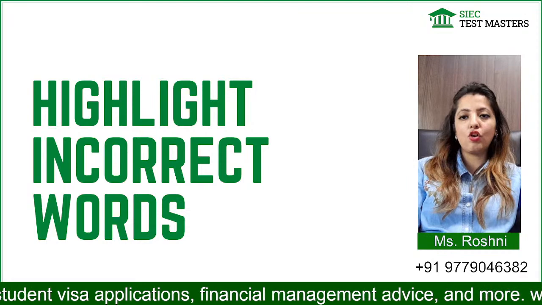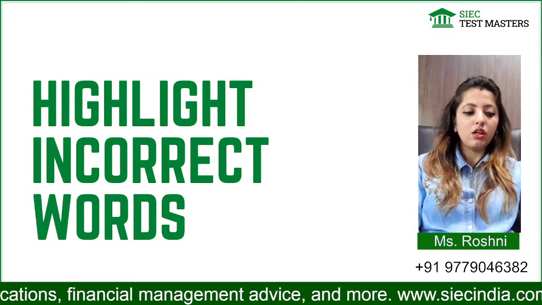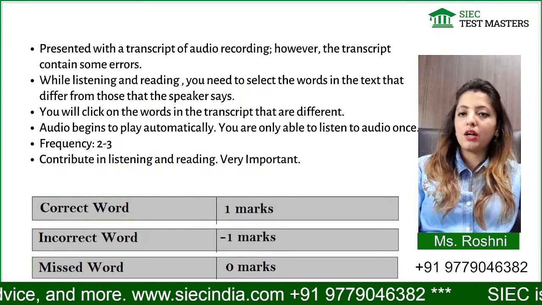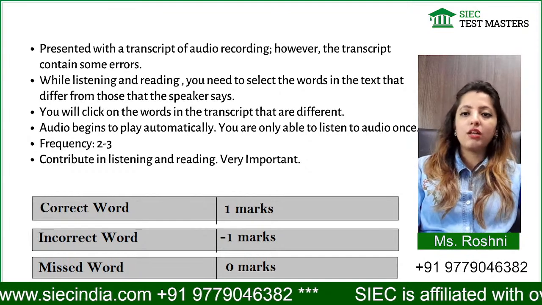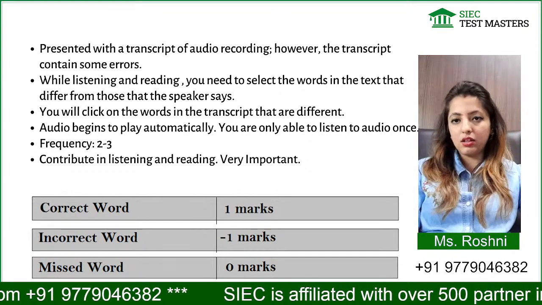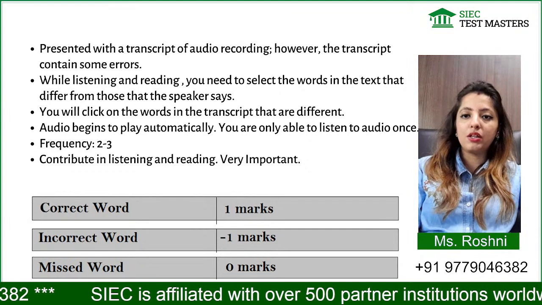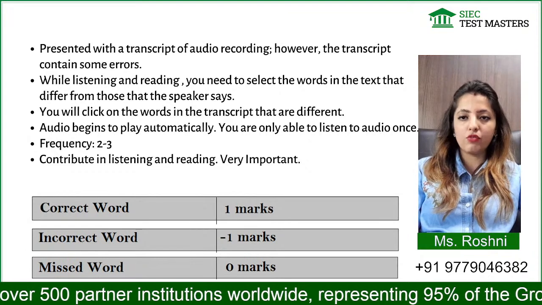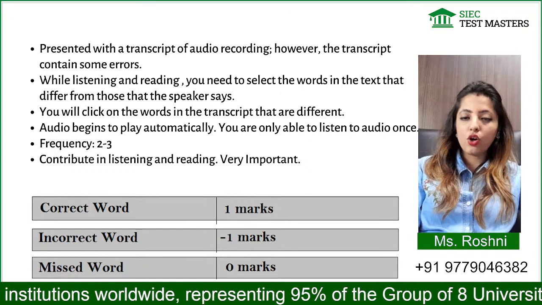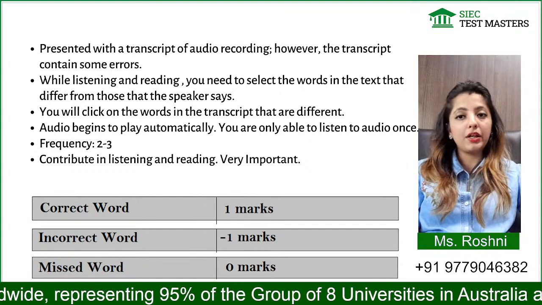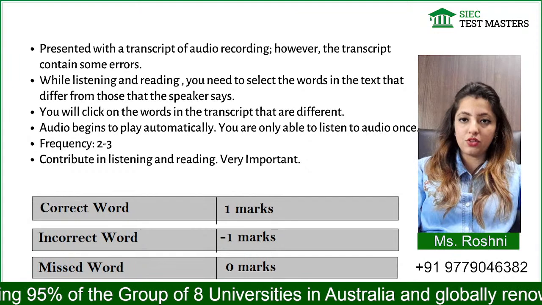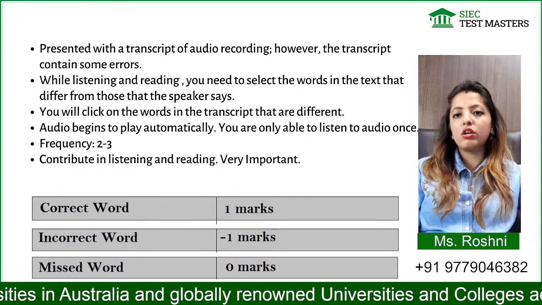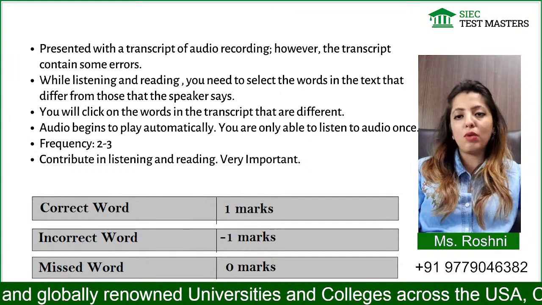Moving on to the slide of highlight incorrect words, wherein you will be presented with a transcript of an audio recording. However, the transcript contains certain errors. The audio begins automatically. You need to multitask here, as you need to simultaneously listen to the audio and move your cursor along with the audio onto the transcript given on the screen. You will click on the words in the transcript which are completely different, or incorrect, as the name suggests, from the audio. You have to be very quick to mark your answers.